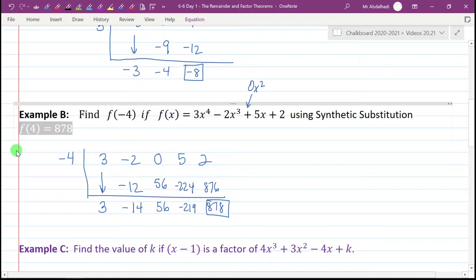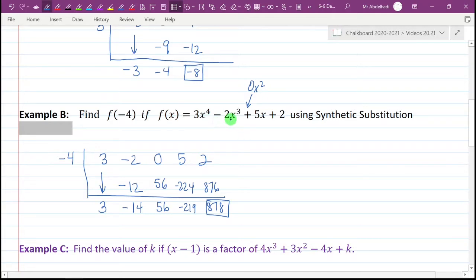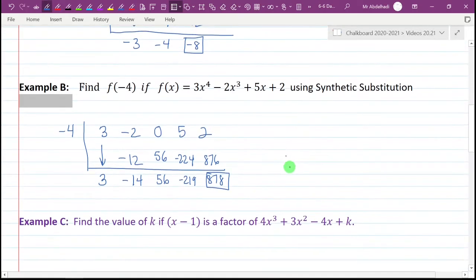There it is. Okay, so now you could have plugged in a -4 here, a -4 here, a -4 here, but -4 to the 4th power, well, it's kind of a big number. It's 256 actually. All right, so that's synthetic substitution, aka the remainder theorem.